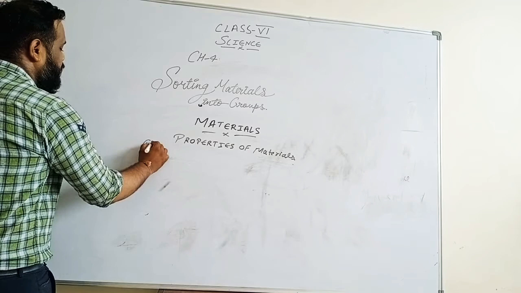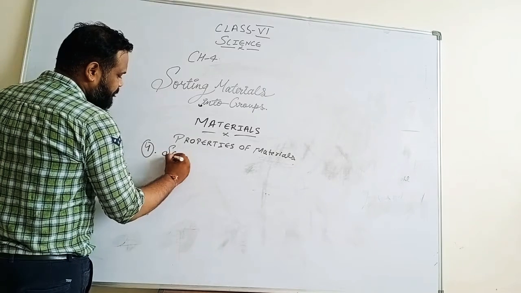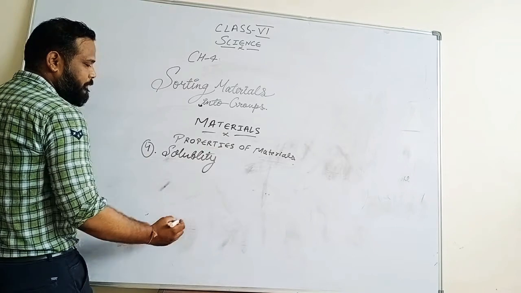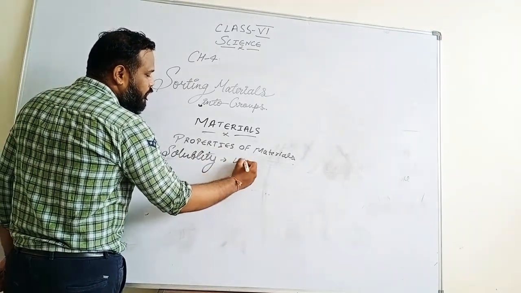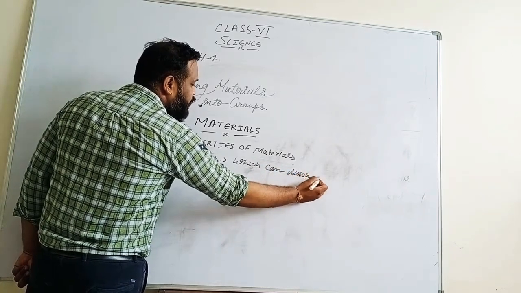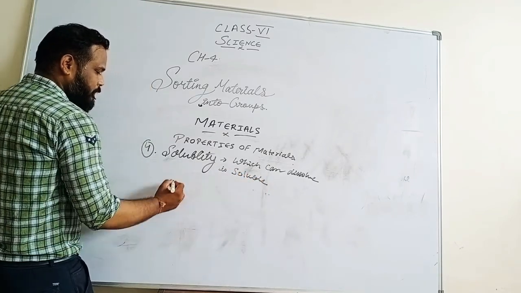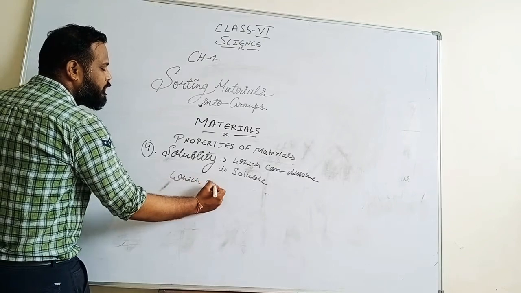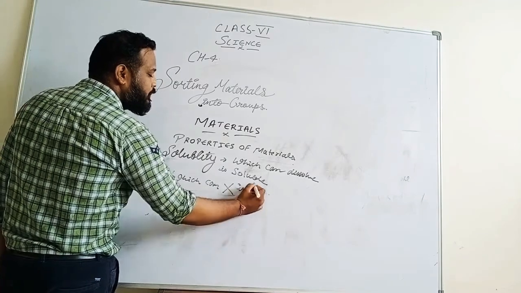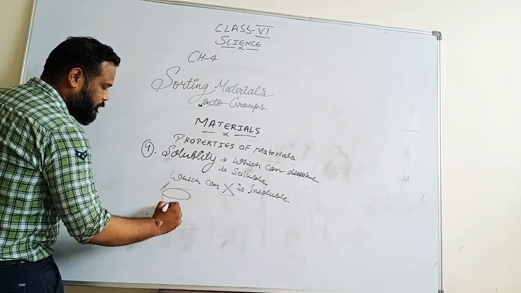Okay. Now the fourth property, students. The fourth property of your chapter is solubility. This is not a new word for you, solubility. Solubility means, if you are aware already, things which can get dissolved or which can dissolve in a liquid or in water. Things which can dissolve are soluble, and which cannot dissolve are called insoluble. Okay, students, so there are two types of things, soluble and insoluble.